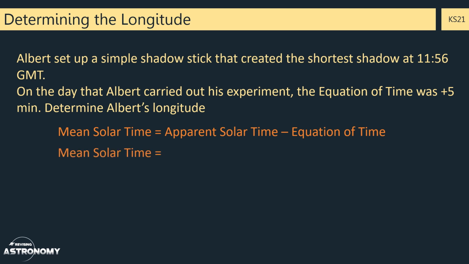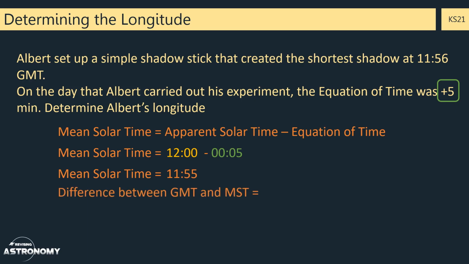So the mean solar time equals the apparent solar time, which will be 12 o'clock because that was the time that we had the shortest shadow, minus the equation of time, which on that day was plus 5. So the mean solar time is 12 minus 5 minutes, which is 11:55. Then we need to work out the difference between Greenwich Mean Time and mean solar time, which is nice and simple as there's only a minute between them. Greenwich Mean Time being 11:56, which it tells us in the question, and mean solar time being 11:55. So therefore the difference is 1 minute.